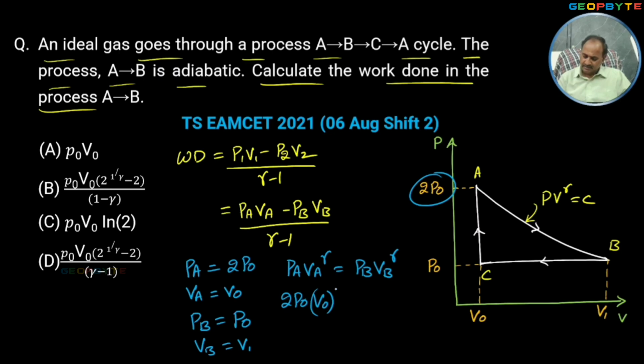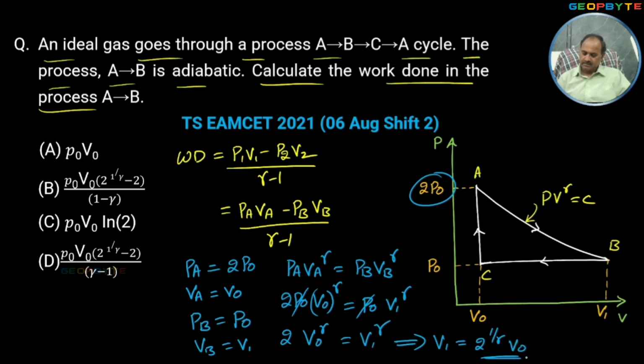PA equal to 2P naught, VA equal to V naught, VA means volume at A, power gamma equal to PB, which is P naught, VB is V1 power gamma. This P naught is cancelled. Finally, it is 2 into V naught power gamma equal to V1 power gamma. From this, I can write that V1 equal to 2 power 1 by gamma into V naught. That's the V1.